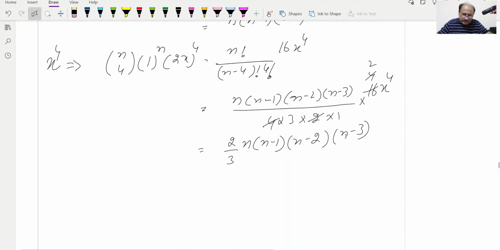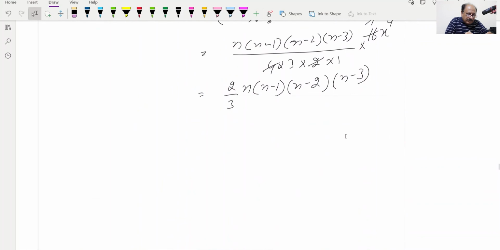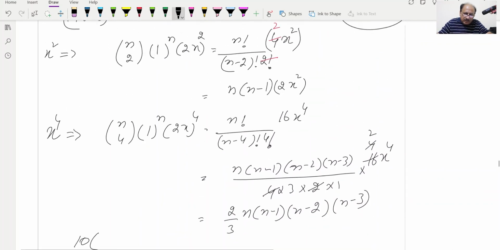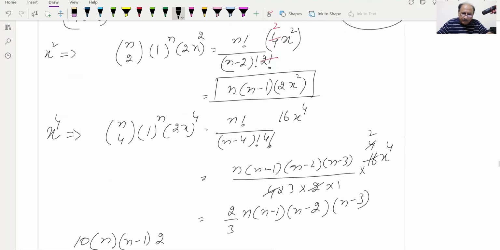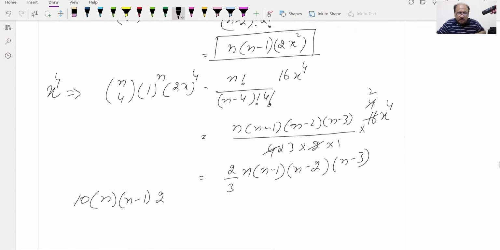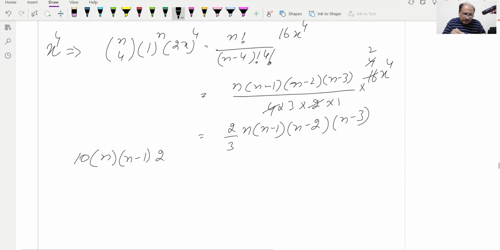So with this relation we will be writing 10 times the coefficient of x square, which we found over here. We can copy n into n minus 1, n into n minus 1 into 2. This was basically the coefficient of x square. We are not writing x square, we are writing just the coefficient of x square.